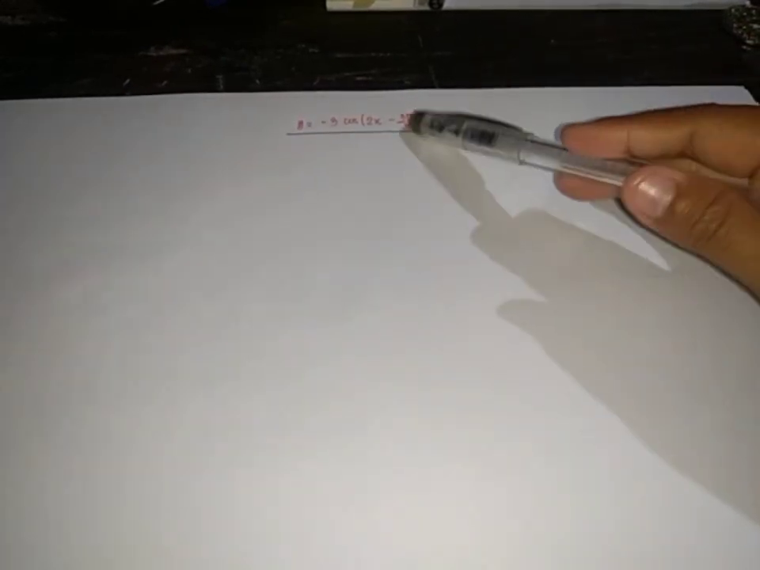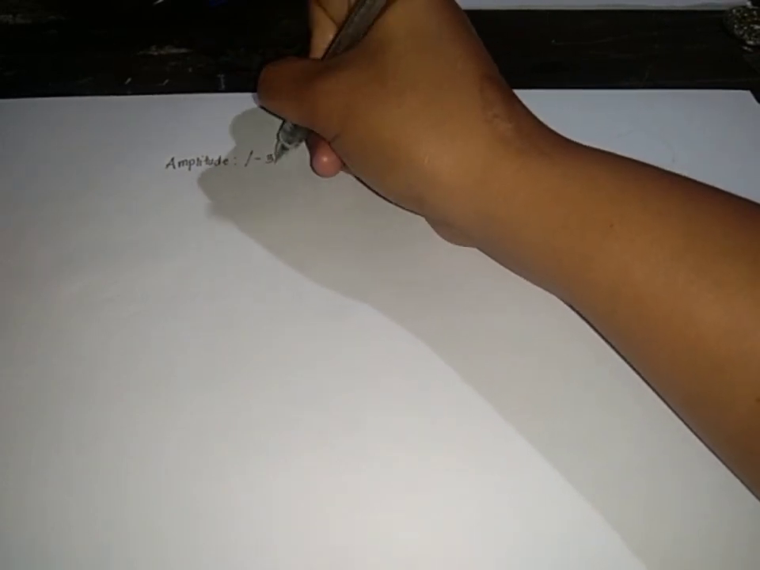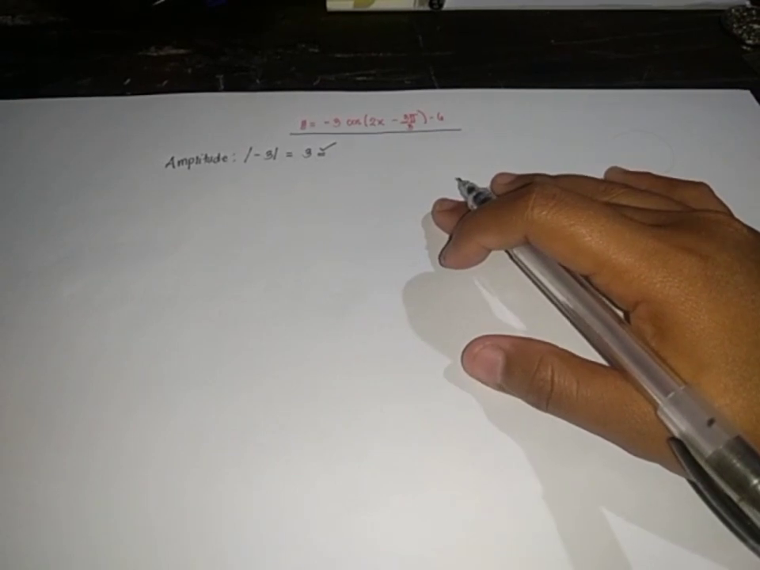So for solving this formula, we have to find first the amplitude. The amplitude in this equation is simply, as you can see, negative 3, but I will change it to positive 3. So we have the answer already.